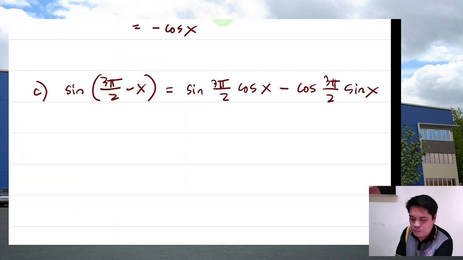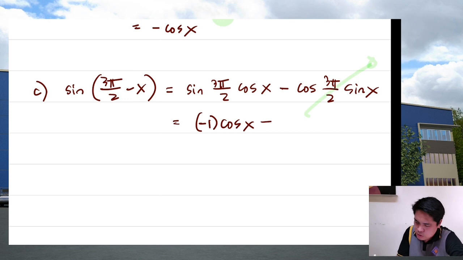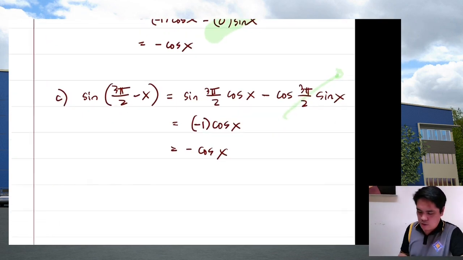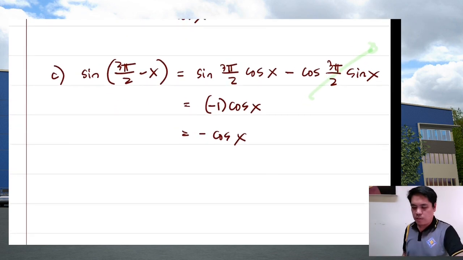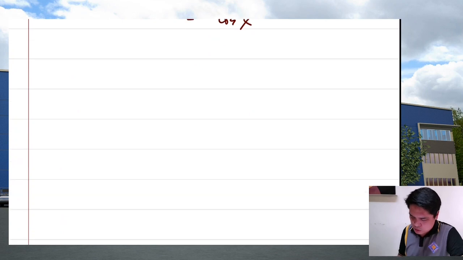So, sine 3 pi over 2 or sine 270 is negative 1. So, that's equal to negative 1 times cosine x minus, this is simply 0. So, the answer is also just negative cosine x. Or you may check the calculator if you like for that particular problem. Okay? So, letter B, just answer that. Then, let's proceed to another set.